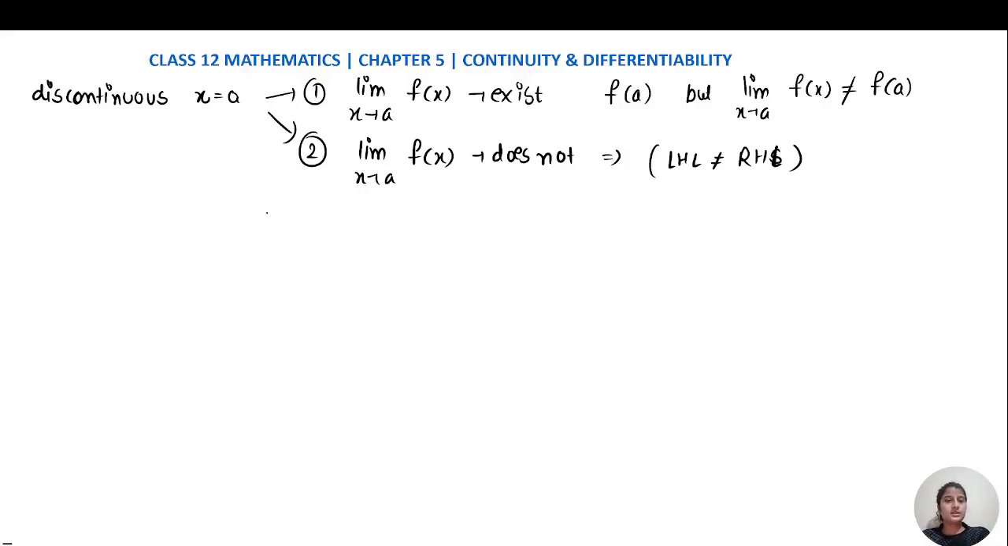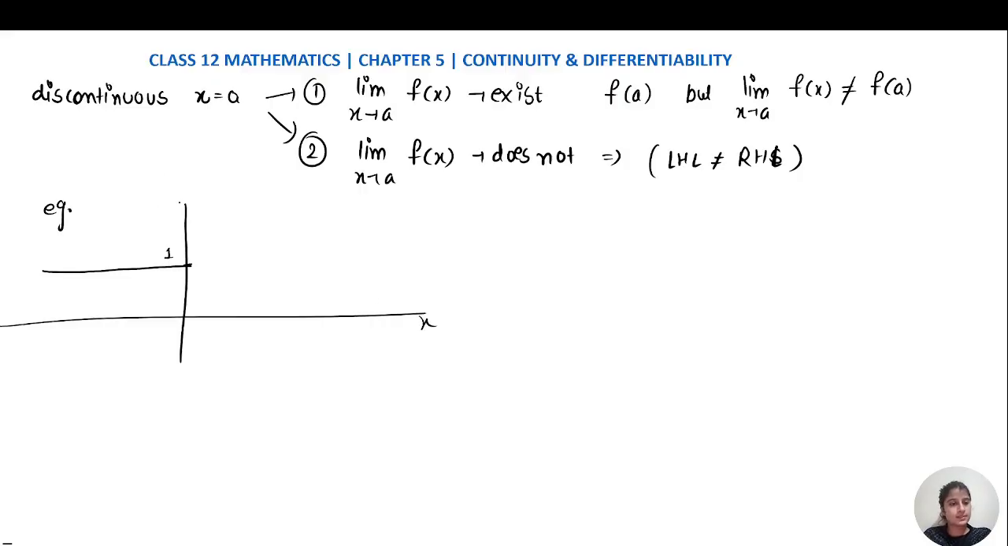What we talked about here is the discontinuity of a function at a point. Now let me give you an example. This is our x-axis and this is our y-axis. The function takes the value 1 everywhere except at x equals 0, and at x equals 0 it takes the value 2. That is, this point is (0, 2).